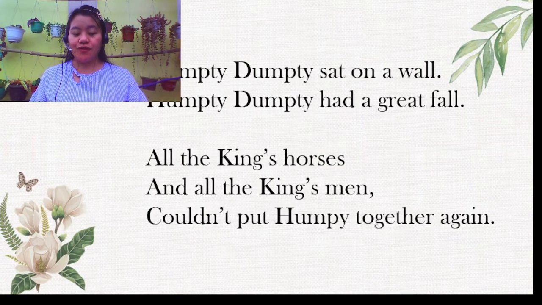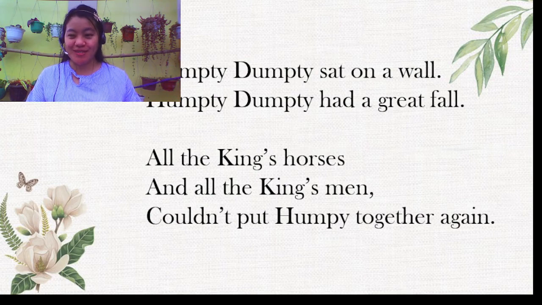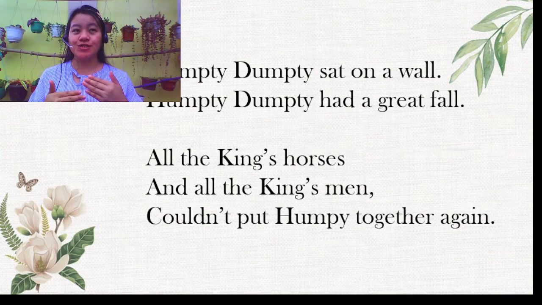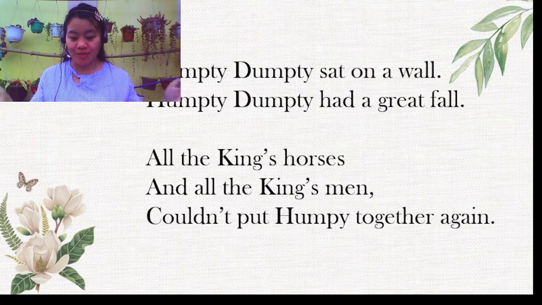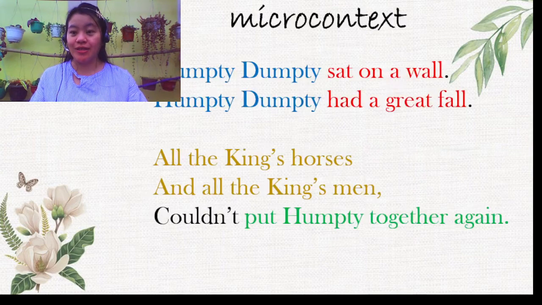Now, for our example, pardon me, I chose a very simple one because this is short, but I think this can help us understand. At least that's how it works for me. I hope it works for you too. So Humpty Dumpty, let us erase everything that we know about Humpty Dumpty. We don't know anything about it.